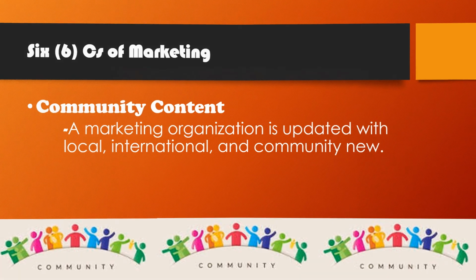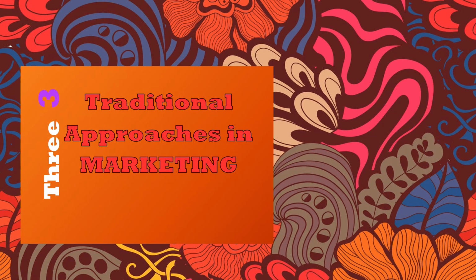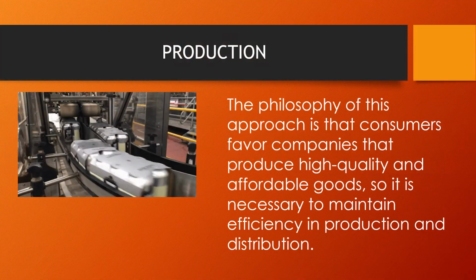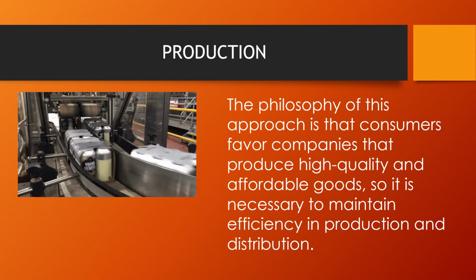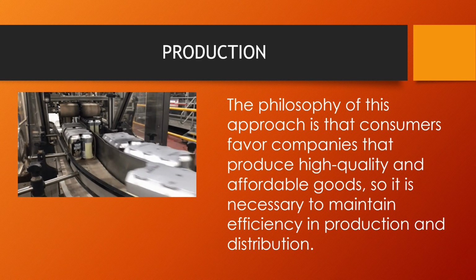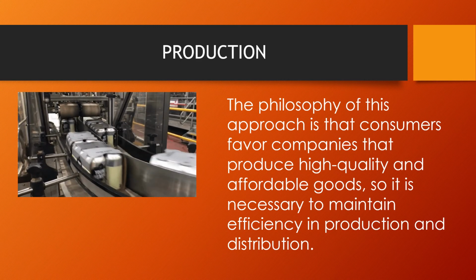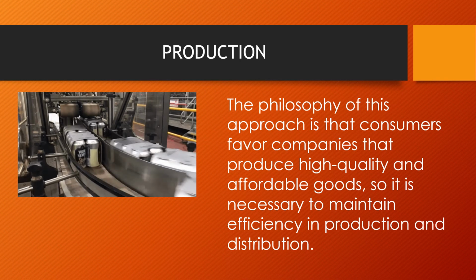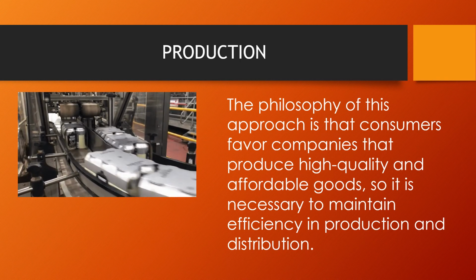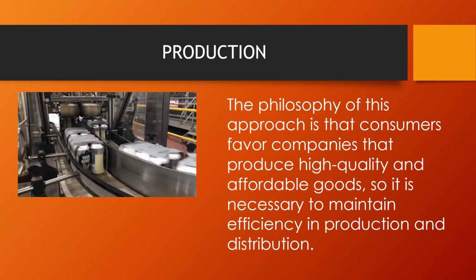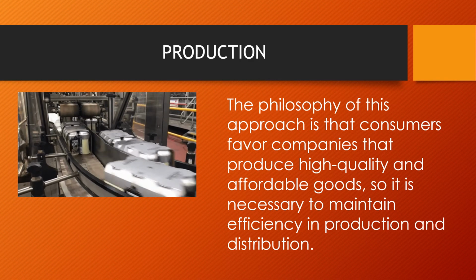Lastly, we're going to discuss about the three traditional approaches in marketing. So there are three traditional approaches to marketing, the first one is production. Production concept starts with the production process and ensures that a firm produces high quality goods. Then the next task is to find people who will buy the products. The philosophy of this approach is that consumers favor companies that produce high quality and affordable goods. So it is necessary to maintain efficiency in production and distribution.